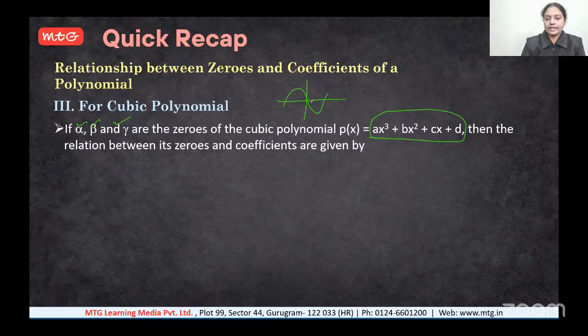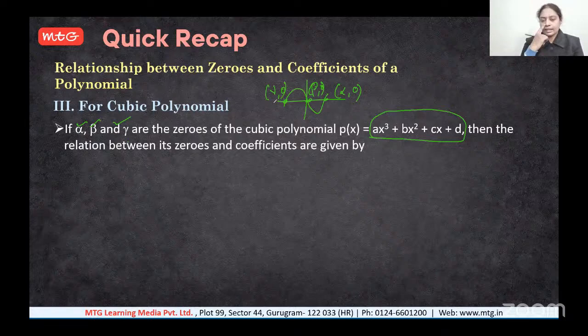So it's cutting the x-axis at 3 points. Let the 3 points be (alpha, 0), (beta, 0), and (gamma, 0). So these are the 3 points where it cuts, so obviously alpha, beta, gamma are its zeros. Now, how is it related with this a, b, c, d? Let's have a look at it.